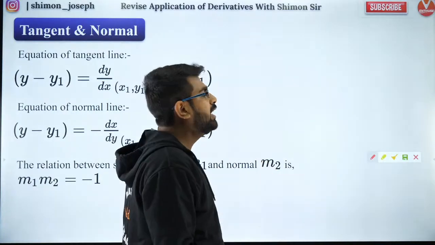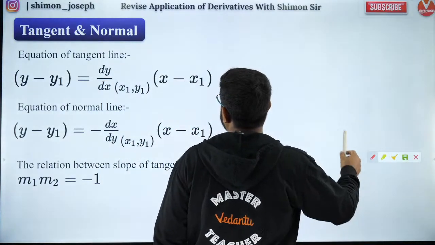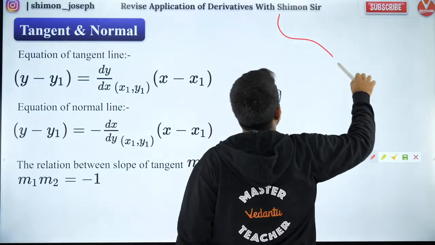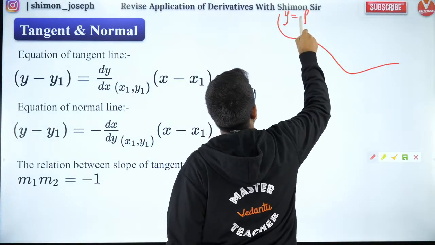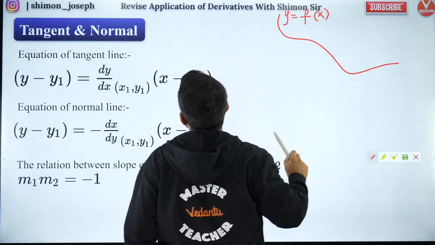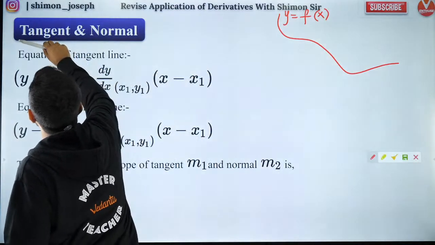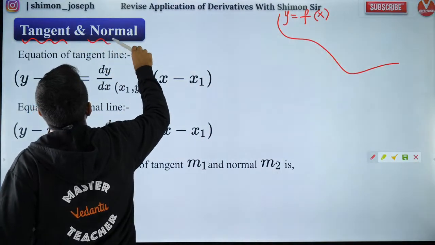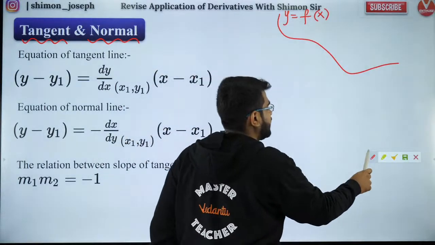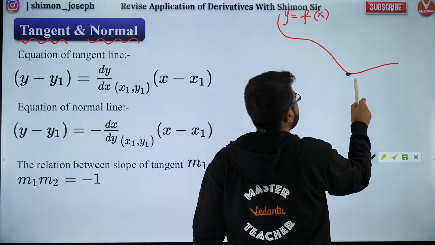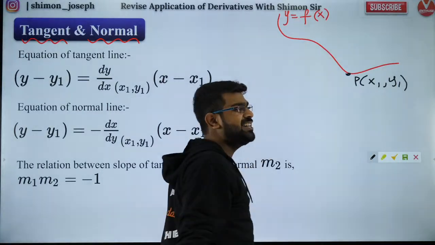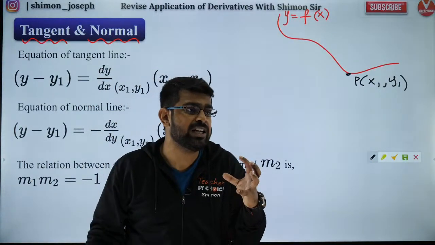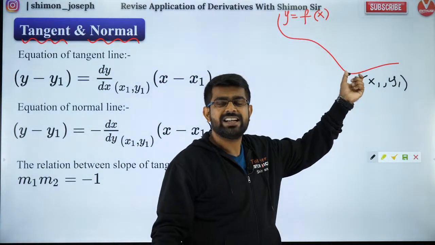All right. So people, please listen carefully. Let us say you have a curve like this. Let's say this is my curve, y is equal to f of x. Now people, I want to find out the equation of tangent and normal to this curve at a point, let's say P, which is x1 comma y1. I want to find the equation of tangent and normal at a point P in this curve.